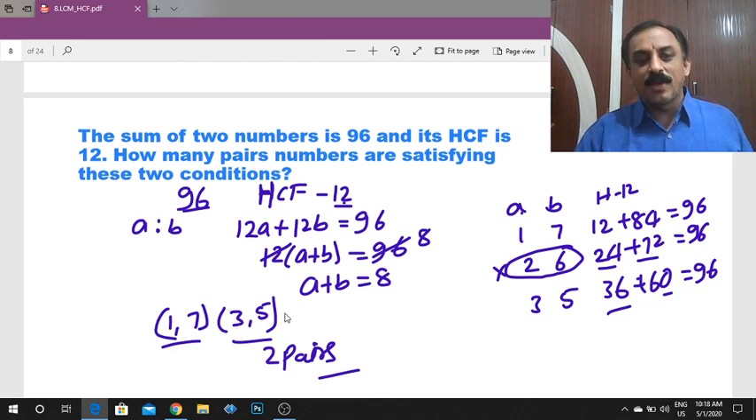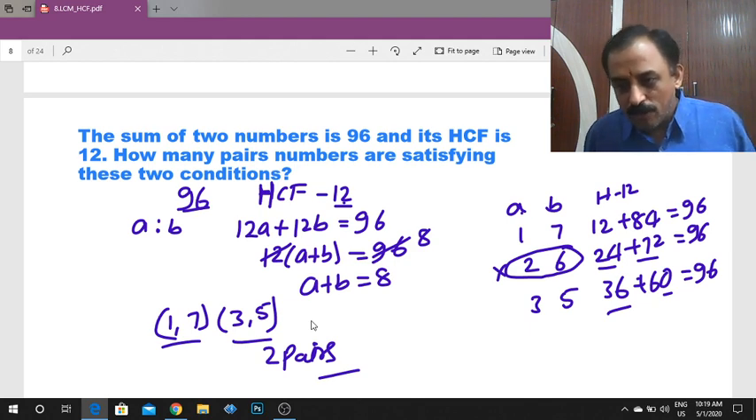4 plus 4 is 8, but 4 and 4 are not co-prime numbers. 5 plus 3 is 8, but already 3, 5 is there. Don't take the reverse order. Don't take 5, 3. Don't take 7, 1. So how many pairs of numbers are satisfying these two conditions? Only two pairs.